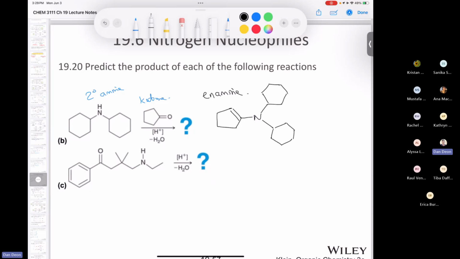An enamine. Now the next one is more challenging because you have your secondary amine in a chain, and you have your ketone as part of that chain. So you're going to form a ring. Okay, you're going to form a ring, and there's going to be 1, 2, 3, 4, 5 atoms in that ring. So I want you to try to draw that ring that is formed, and it's going to be an enamine. Okay, and we're going to try to draw that in our next class.